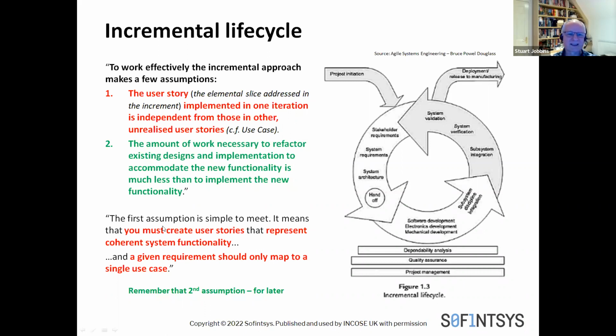So let's start with the first assumption anyway. So it means to create user stories that represent coherent system functionality, we should expect to find use cases that map onto a single requirement and vice versa. So as I say, I rarely come across systems where I have a nice singular independent use case.